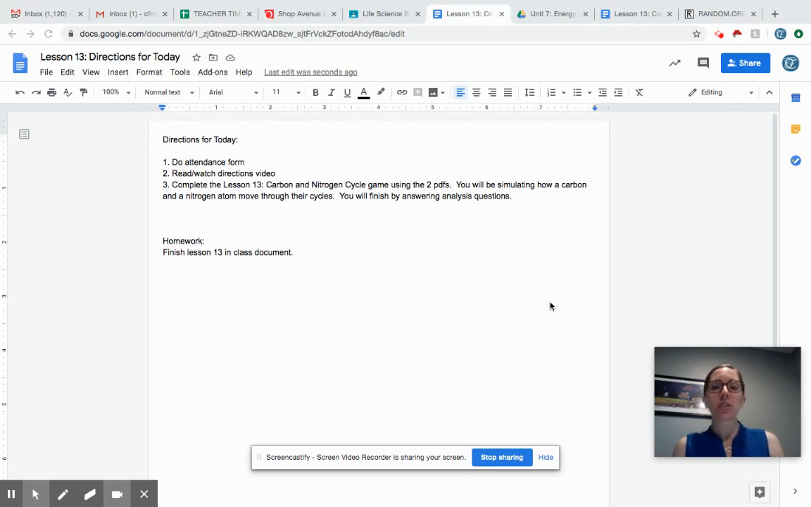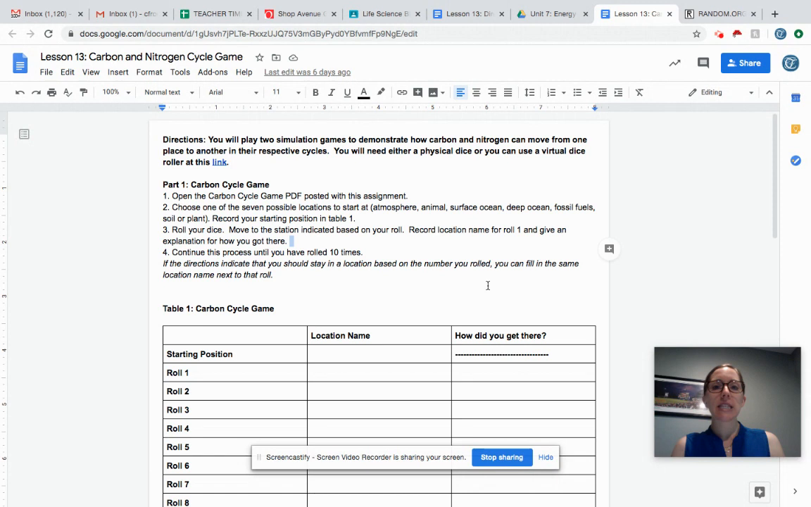So first things first, do your attendance. Then you're going to read these directions and watch this directions video. You're going to open up lesson 13, the carbon and nitrogen cycle game. It looks like this. We're going to play 2 separate games. One game is going to be simulating how carbon moves through the cycle, and the other is simulating how nitrogen moves through.